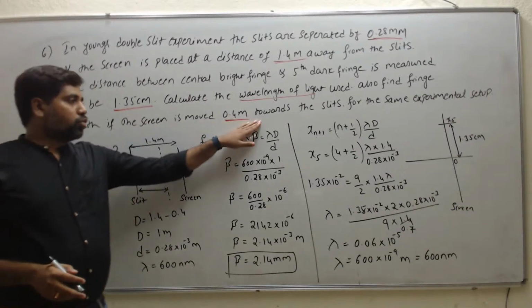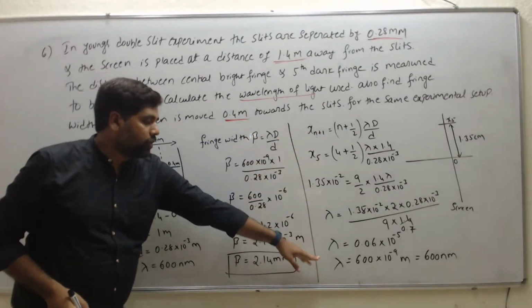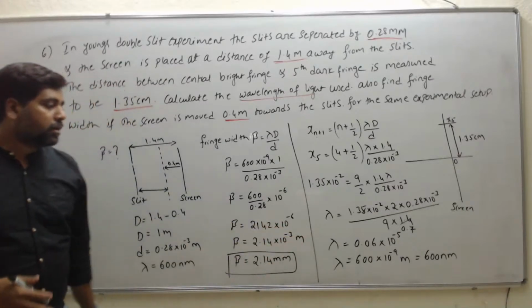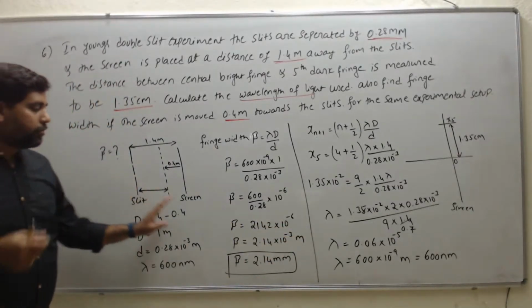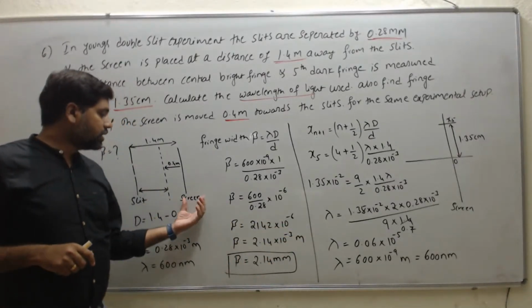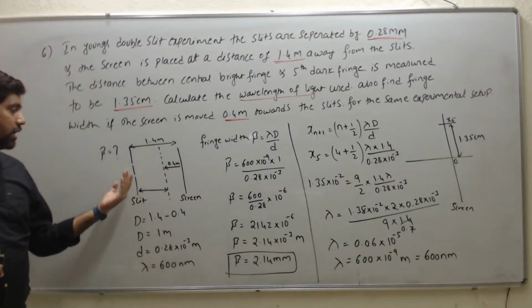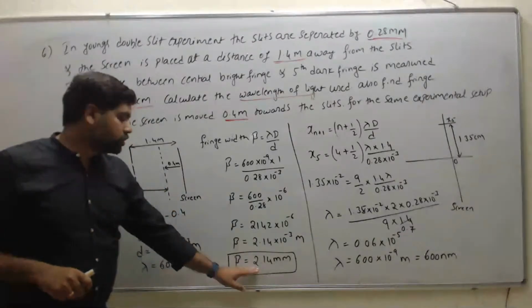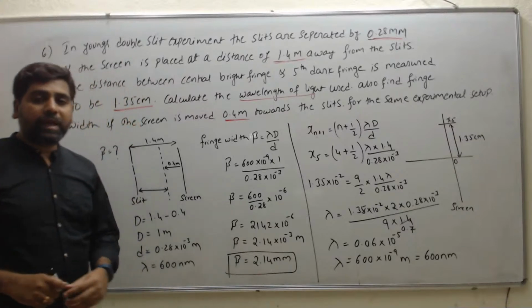So here we have two cases. In one case we find the wavelength of light used, and in the second case we find the fringe width when the screen is moved towards the slit. That is beta is equals to 2.14 millimeter.